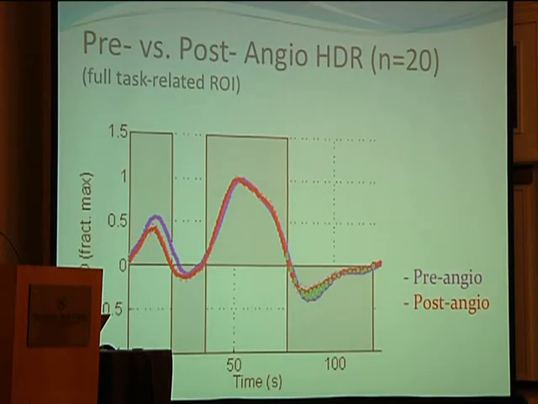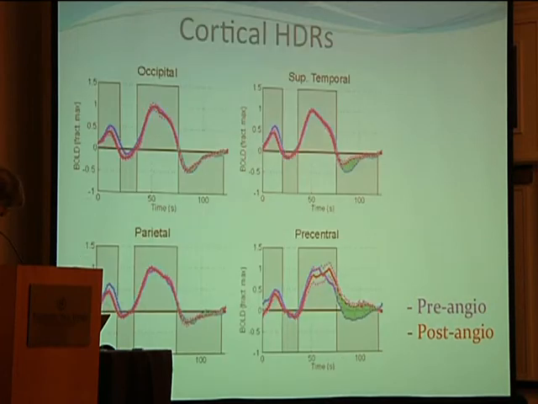Now when we look at the hemodynamic function for the average of all task-related voxels, there's a slight trend after the angioplasty, so we reduce the undershoot. And some areas don't show anything after the procedure, but some other areas show more significant effects of the procedure.